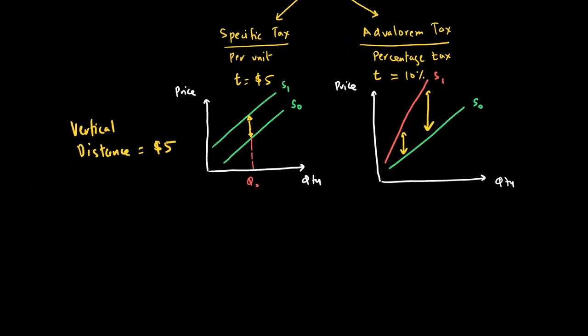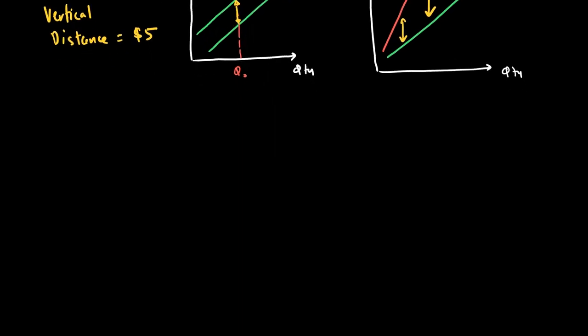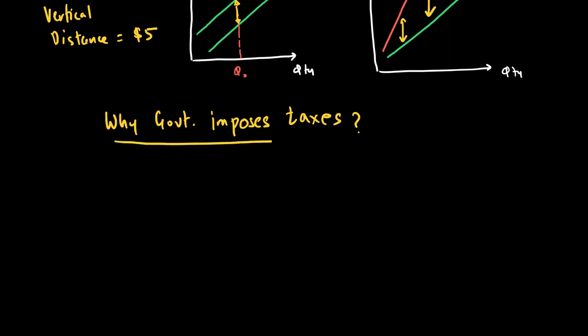Our next discussion is all about why government imposes taxes. So what's the reason why government is imposing taxes? One key reason why the government imposes taxes is because it results in government earning tax revenue.